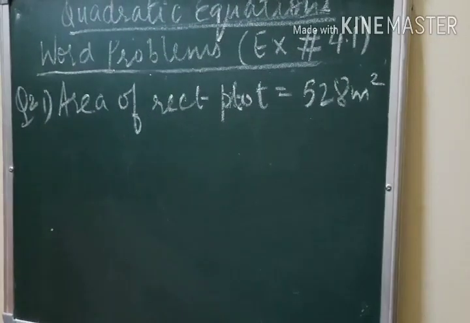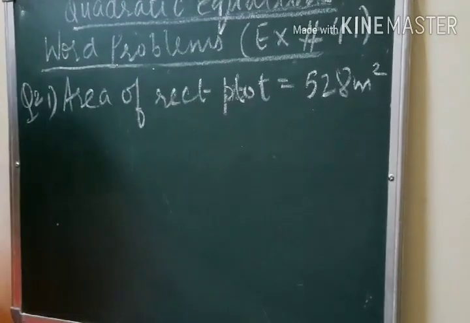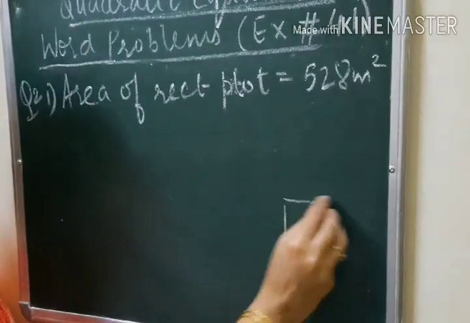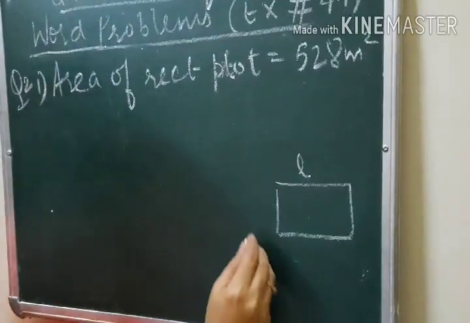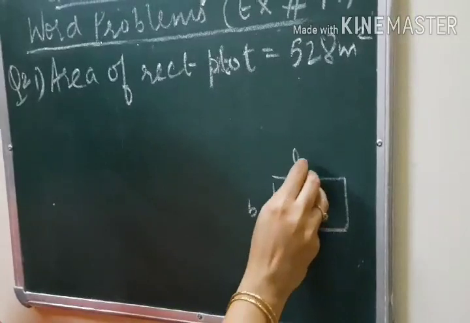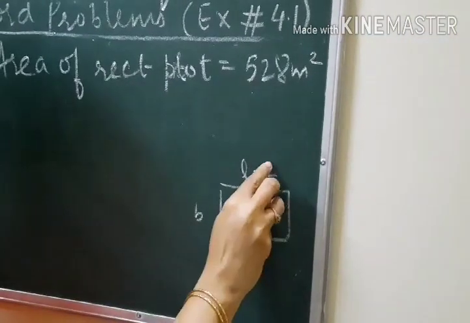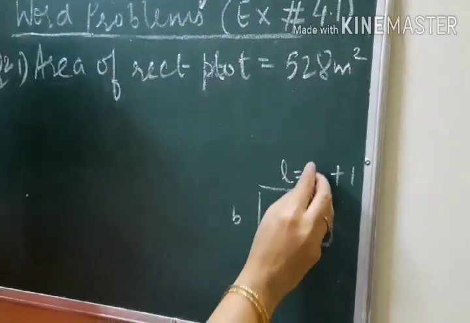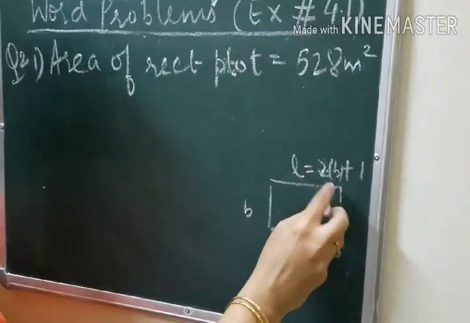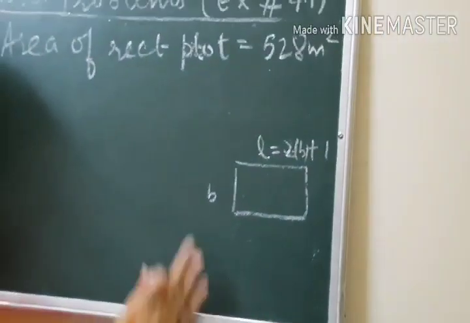The length of the plot is 1 more than twice its breadth. What is given? It is a rectangular plot, with a length and a breadth. About length it is given: 1 more than twice its breadth. So 1 more than means plus 1, and twice the breadth, 2b. This is given in the question.